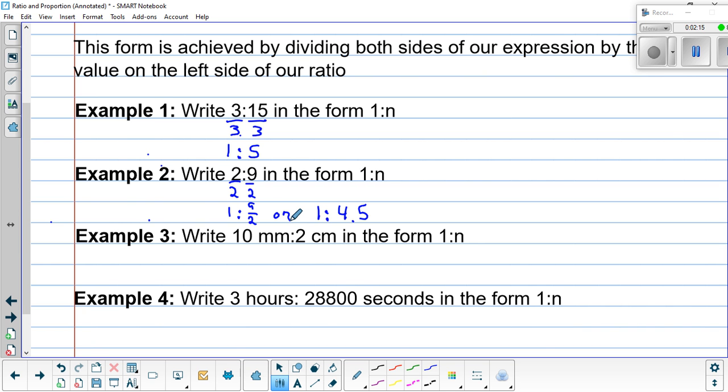Here, stepping up the difficulty little by little, this is a mix between what we've just done with converting it all to the same unit, getting rid of it, and then writing it in the form 1 to n. Because notice in the form 1 to n, there are no units in there. So first off, let's write this as 10 millimeters to 20 millimeters. Then we can drop the units: 10 to 20. And now, normally we would simplify left and right. Turns out that the simplest form will indeed be 1 to n, which is simply divided left and right by 10. So we get 1 to 2.